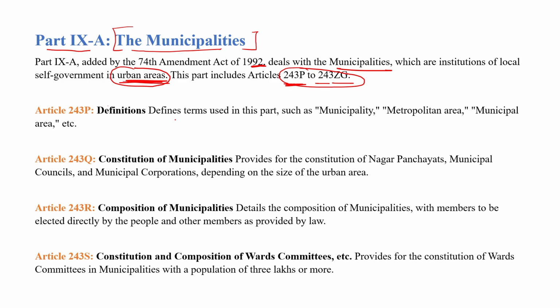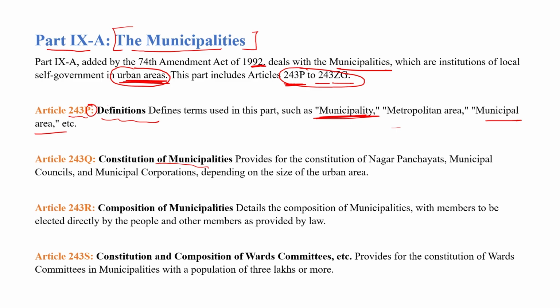So let's understand what Article 243P says. 243P explains the definition of terms, such as the meaning of municipality, the meaning of metropolitan area, and the meaning of municipal area. The definitions related to municipalities, metropolitan areas, and municipal areas are explained under Article 243P. What does Article 243Q say?